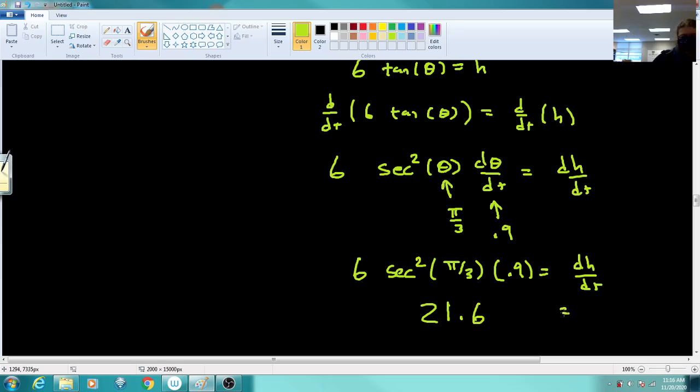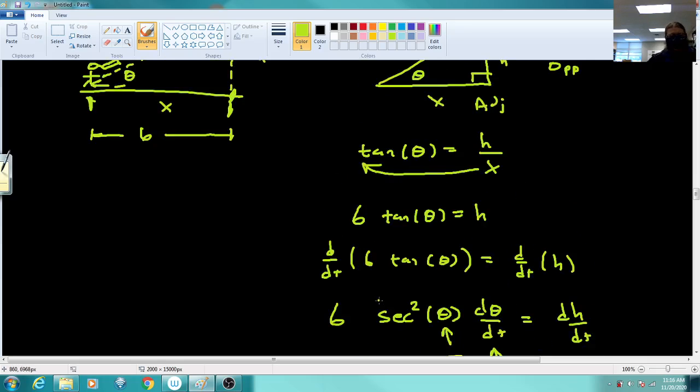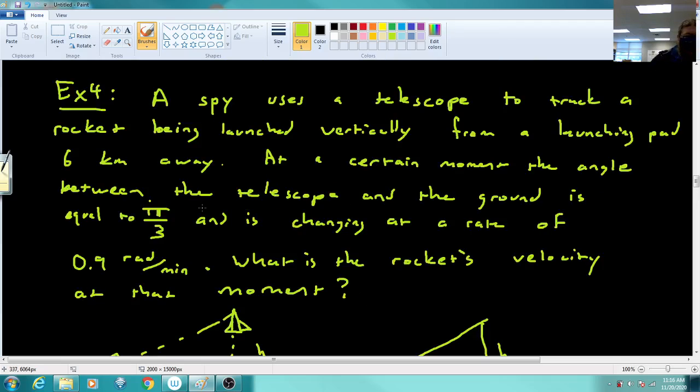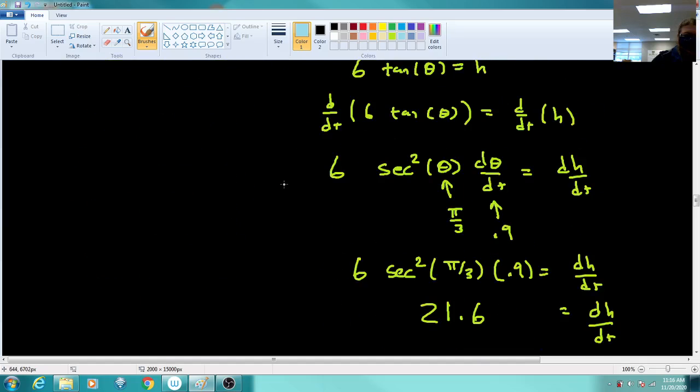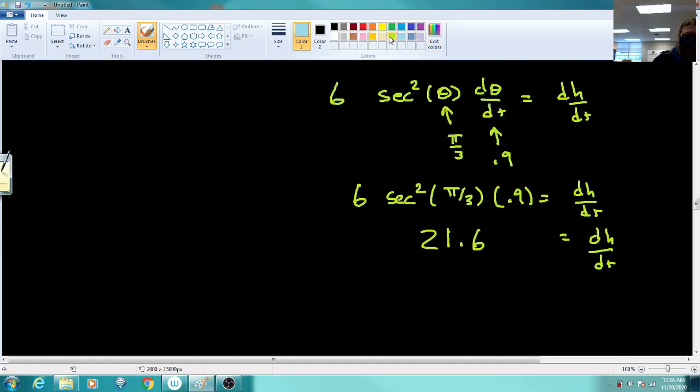I've got to get the units on it. That's the change in height with respect to time, so that's the rocket's velocity. We were dealing with kilometers as the unit, and it's radians per minute, so minutes are the time. So basically what we're going to use here is kilometers as the length, minutes as the time. So the units on this 21.6 are kilometers per minute.